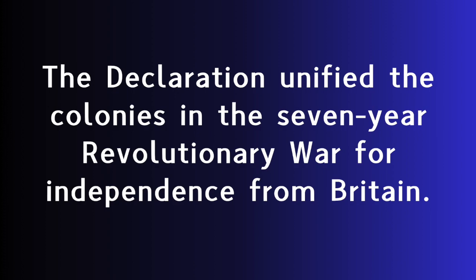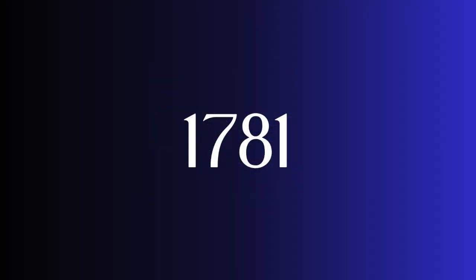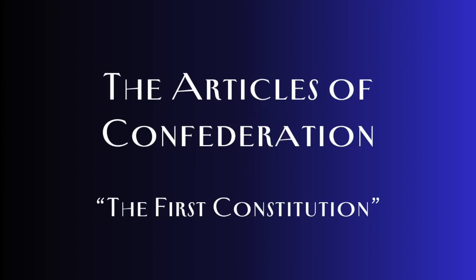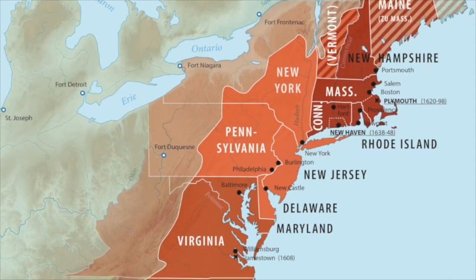After achieving independence, the new nation needed a government. In 1781, the Articles of Confederation became the United States' first constitution, creating a loose alliance of states with a weak central government due to fears of tyranny. However, the Articles soon showed significant flaws.